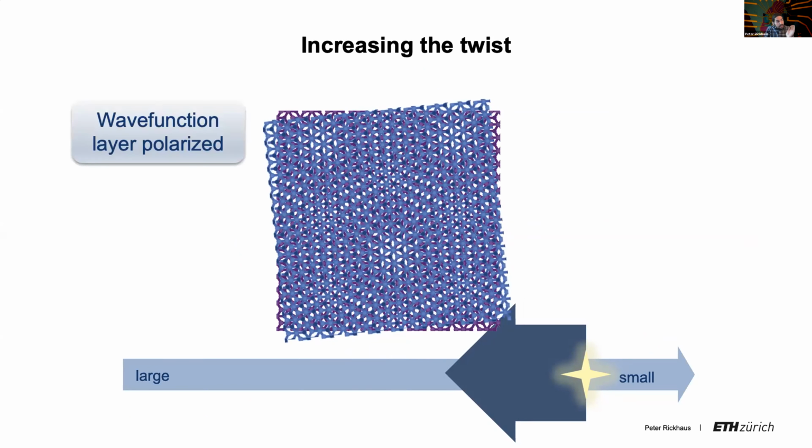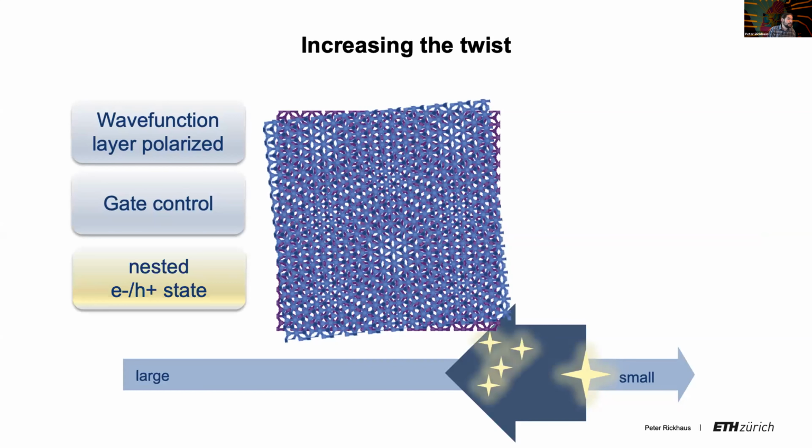And what we gain by this is that the wave function starts to be better layer polarized. What I mean by this is that you have a distinct wave function sitting in the top bilayer and another one sitting in the bottom bilayer. And you can control these now using top and bottom gate electrodes. And with this, we can make this nested state out of an electron and a whole Fermi surface.